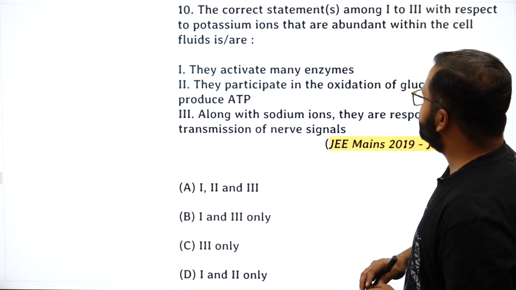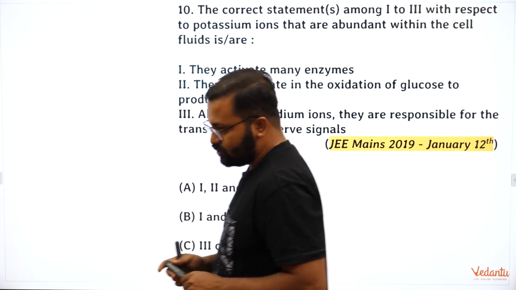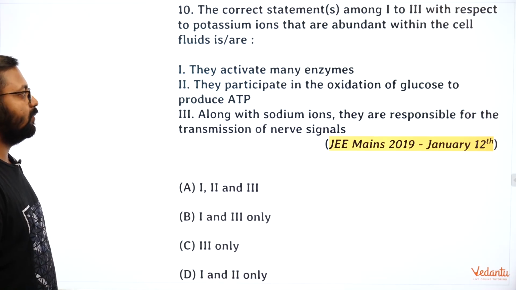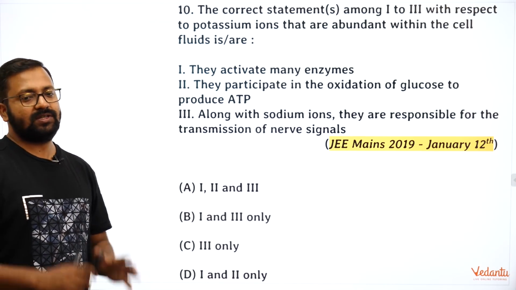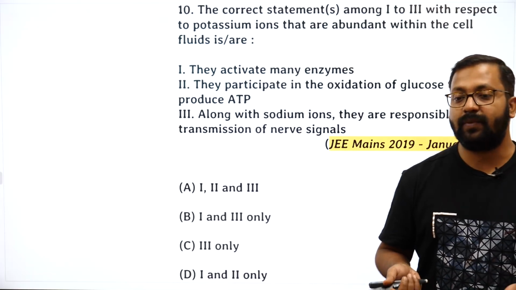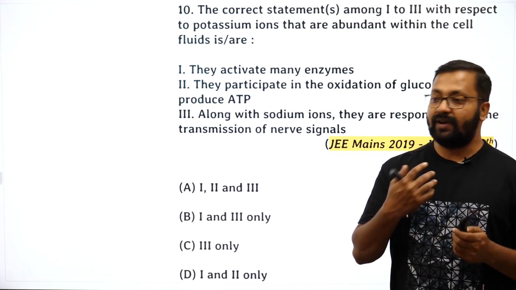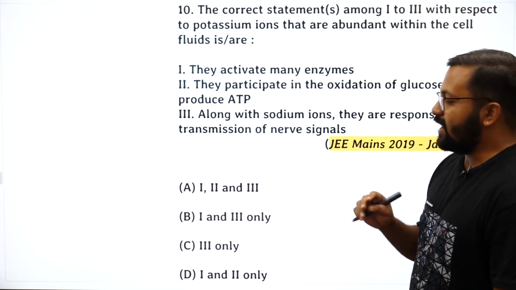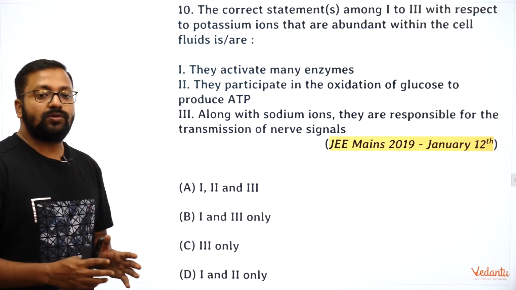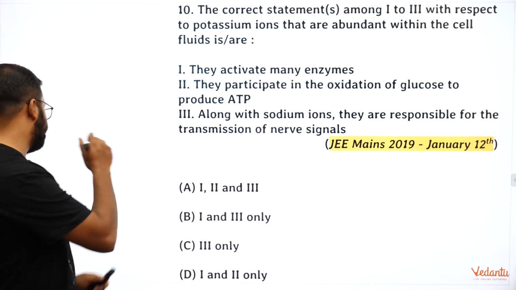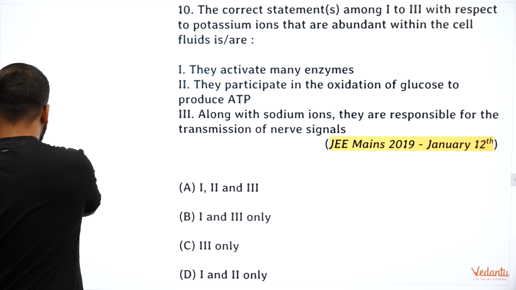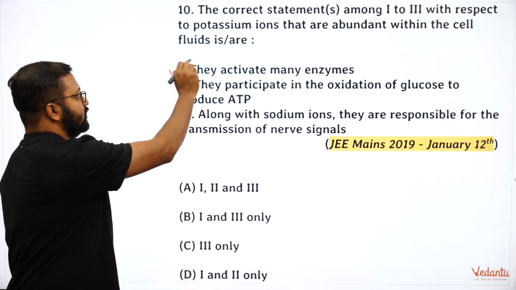Next, the correct statements among 1 to 3 with respect to potassium that is abundant within the cell fluids. They activate many enzymes, which is a right answer. They activate a lot of enzymes, mainly the enzymes used in nerve transmission. Also, they activate those enzymes which are helpful in changing glucose into ATP. So the first option is correct.